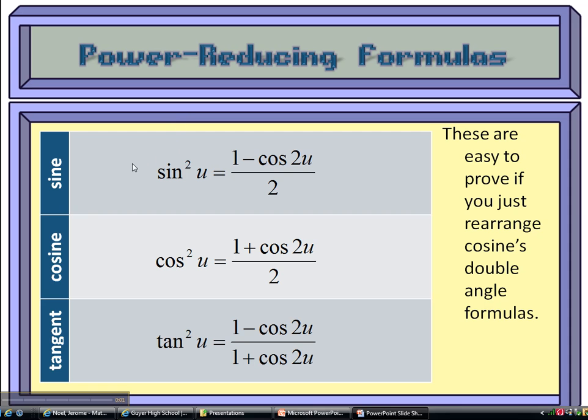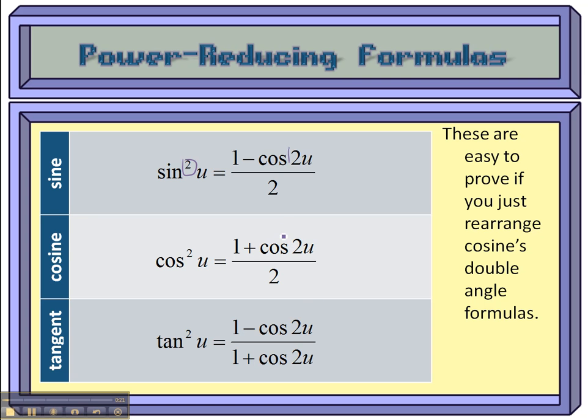Here we have the three power reducing formulas: sine, cosine, and tangent, or should I say sine squared, cosine squared, and tangent squared. They're called power reducing formulas because we're going from a squared power to a 1 power. And sometimes that's useful in solving some equations, simplifying expressions, or whatever.